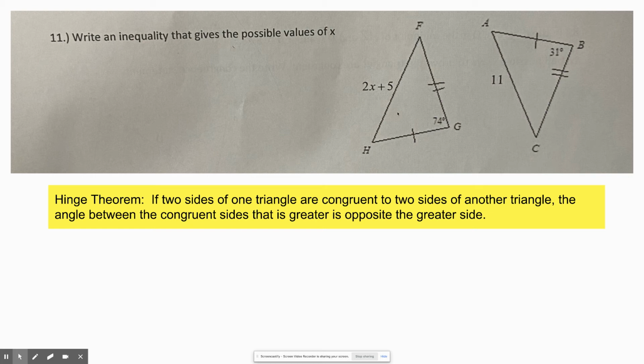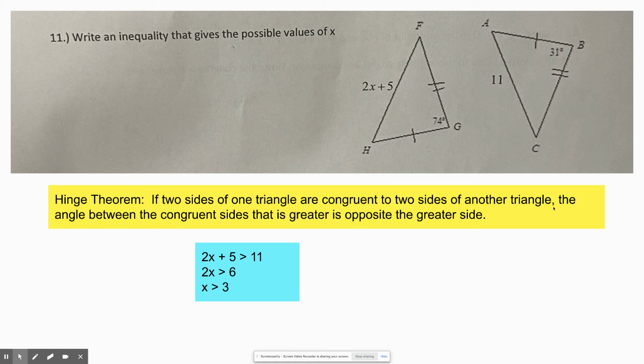So if you just picture like a hinge of a door, the wider the door swings open, the bigger the walkway is, right? The bigger the entrance to get into the door. If the door is really tightly shut, you have to almost turn sideways to get through it. So that kind of would help you, I hope, picture this hinge theorem. Because this angle is so wide, this 2x plus 5 has to be greater than this side of 11.